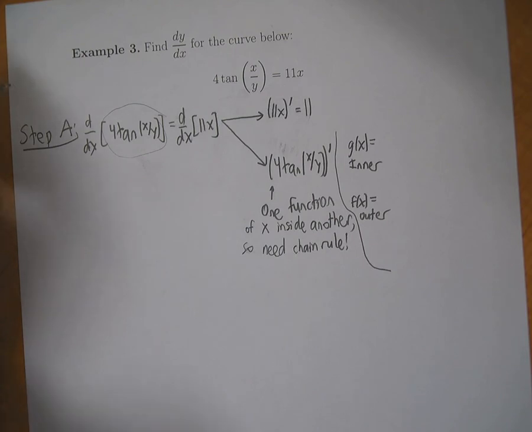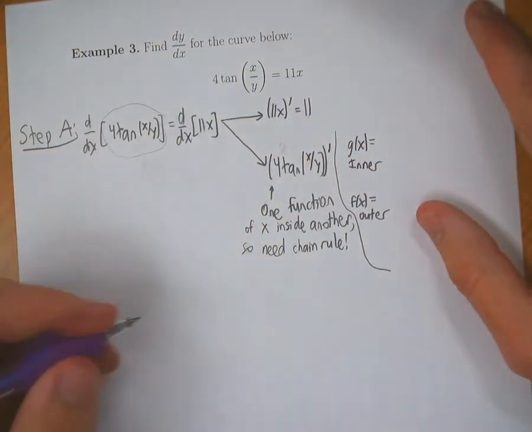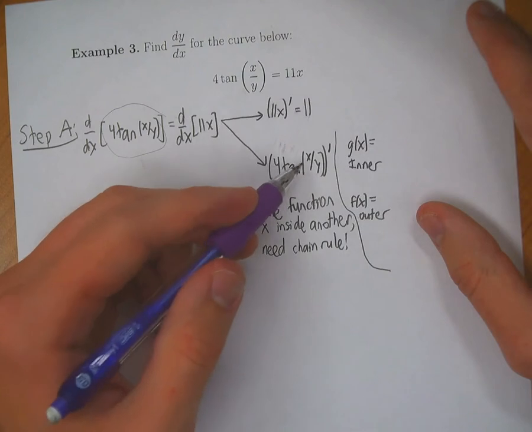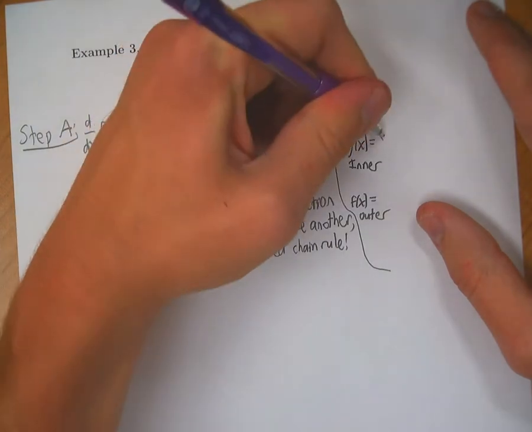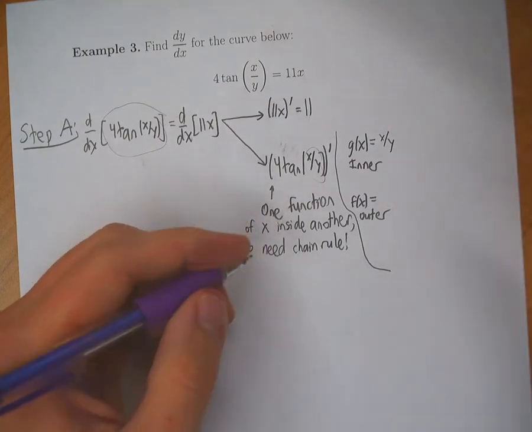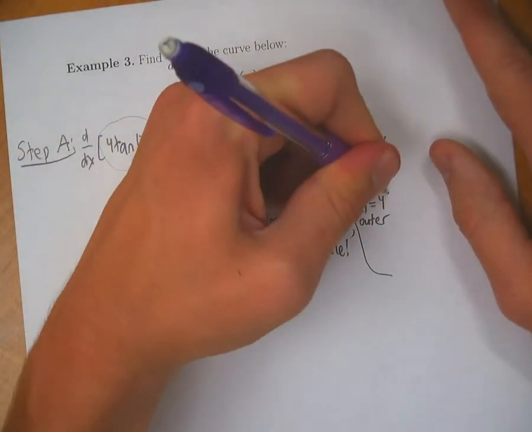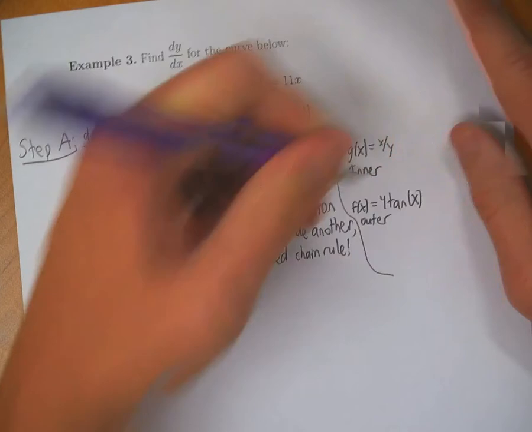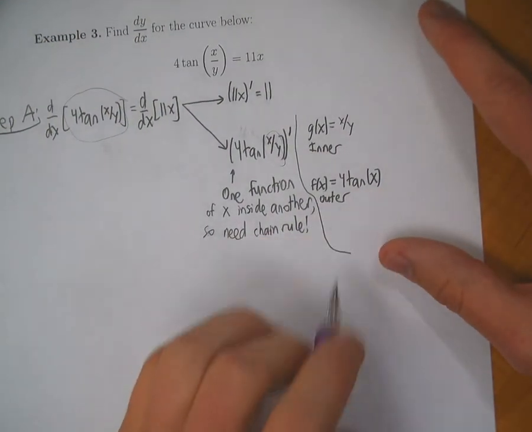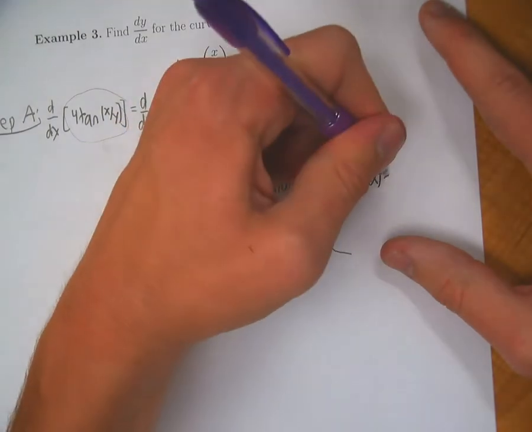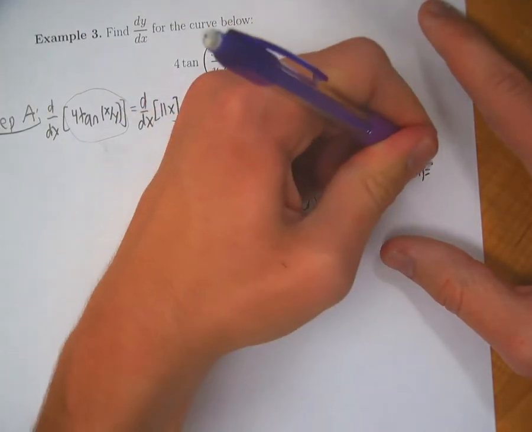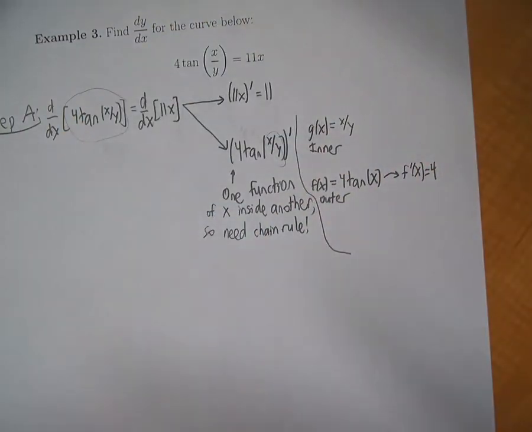Would the inner be tangent x divided by y? Not quite. Or is this x divided by y? Yeah, you just want x divided by y, because x divided by y is inside tangent, which is itself a function. So then the outer function is tangent of x. Okay? So let's focus on f of x for a second.